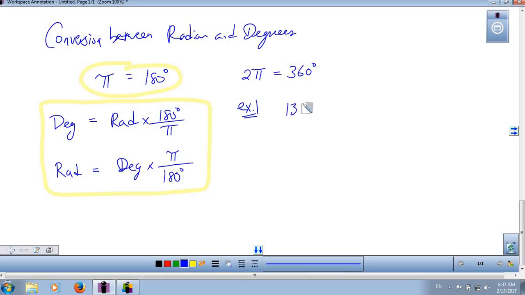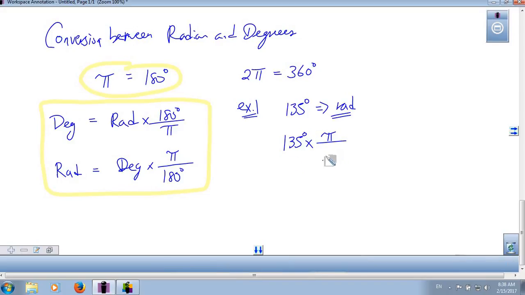Let's say we want to convert 135 degrees to radian measure. How do we do that? Now, radian measure actually has no units. You will see what happens. We multiply by the conversion ratio. Because we want the answer to be in radians, we put pi on top and 180 degrees on the bottom. So 135 degrees times pi divided by 180 degrees. This would be 135 pi divided by 180.